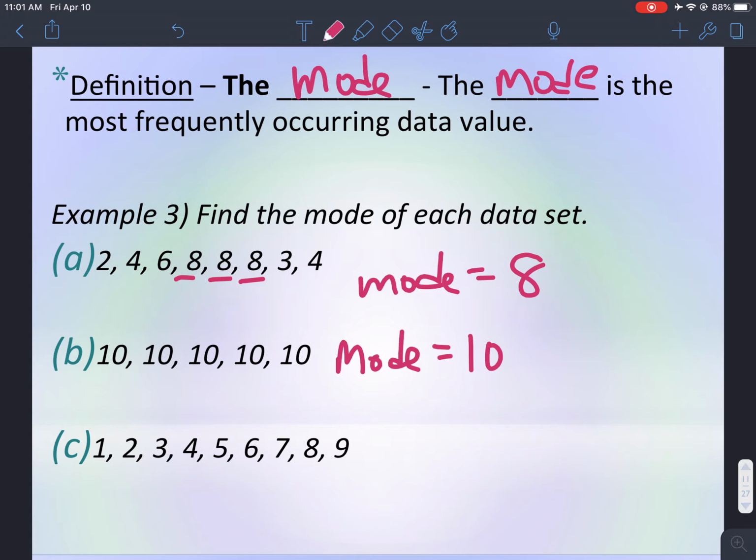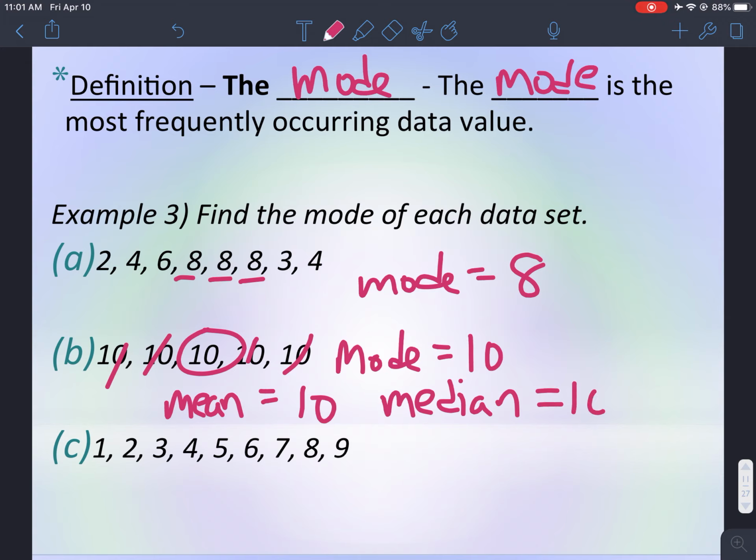If we were to look at the mean here, well, the mean would be 50 divided by 5, which is also 10. And then if we look at the median, that would also be 10. In the case where you have a uniform data set and all the data values are the same, the mean, median, and mode will be equal. But then there are cases where there's no mode.